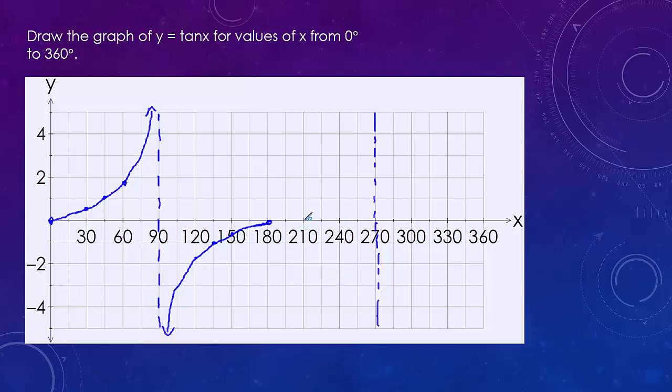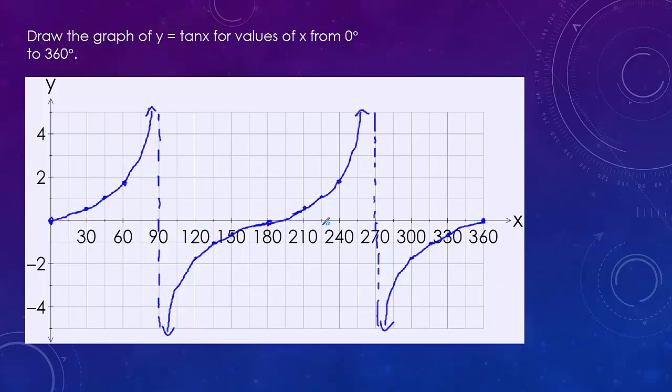And then here we've got 210. It's about 0.6. 225 is 1, 240 is 1.7, and then that's going to go off up the asymptote here. And then over here, we know it's 0 there. And 330 is about negative 0.6. This one's going to be negative 1. This one's going to go there. And so it's going to go down and off to negative infinity down there.